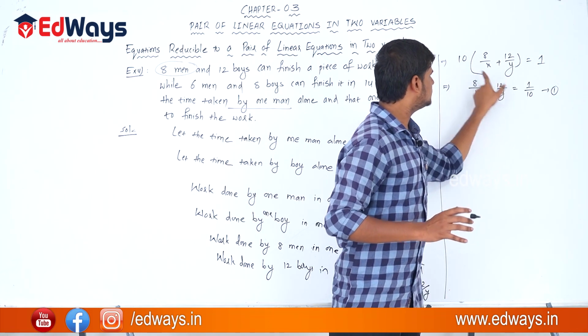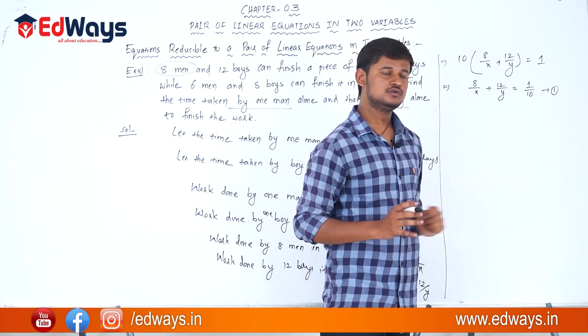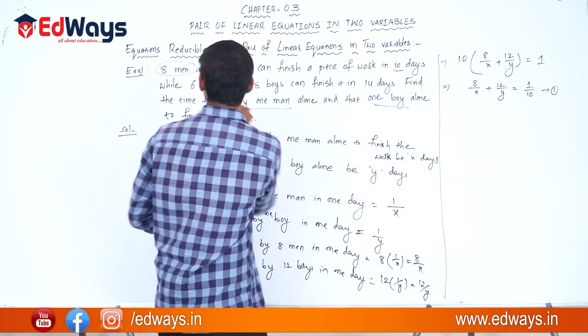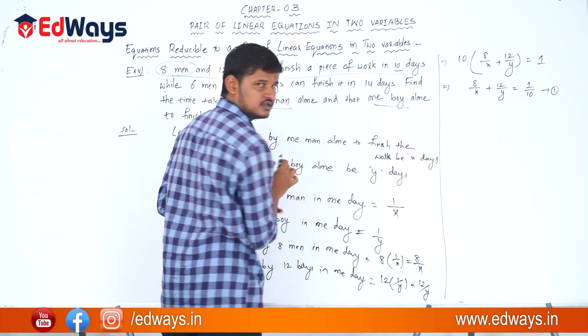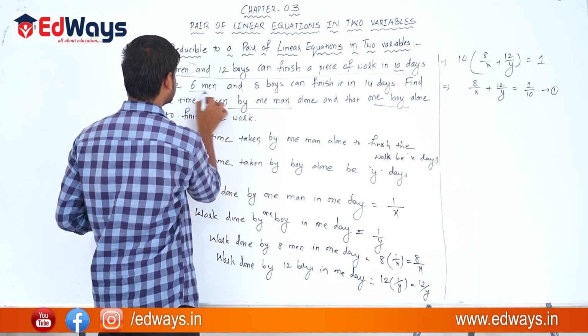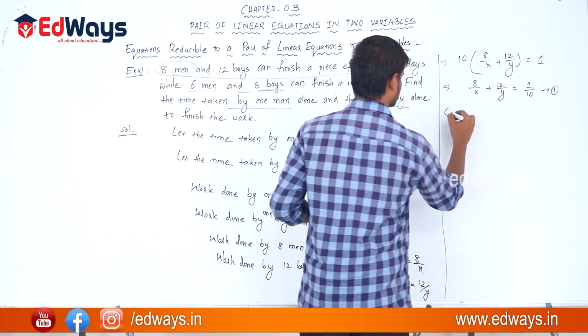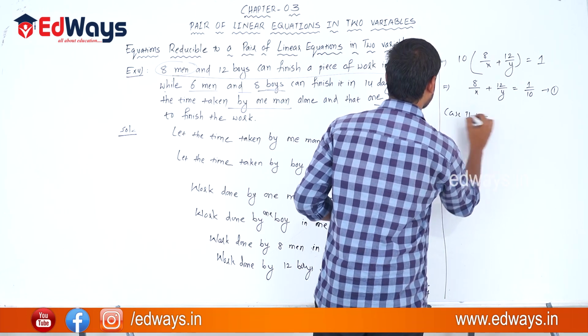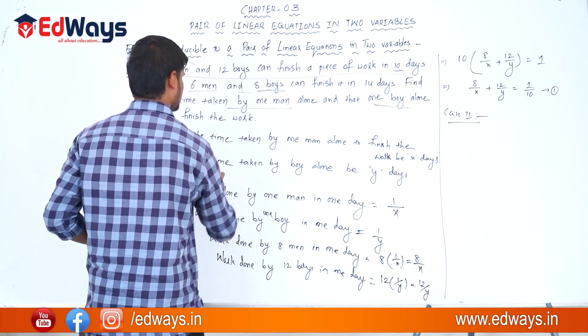So it takes 10 days for them to finish the work. This 10 I sent to that side. So 8 by x plus 12 by y is equal to 1 by 10. This is the equation we got from the first condition, the first statement. Now consider the second statement. Let it be case 2. Here it is case 1, so we got equation 1.